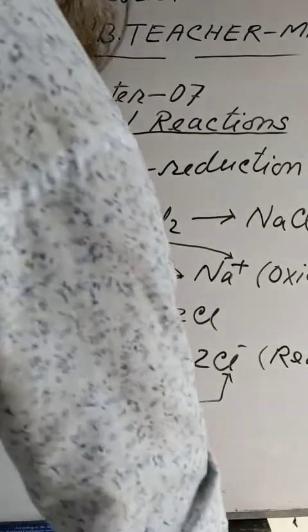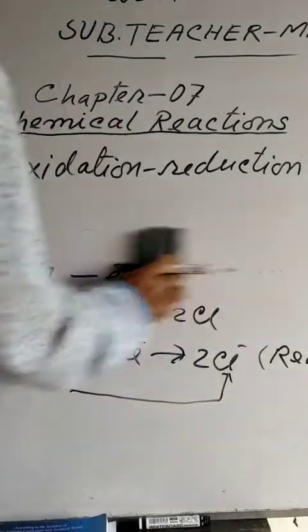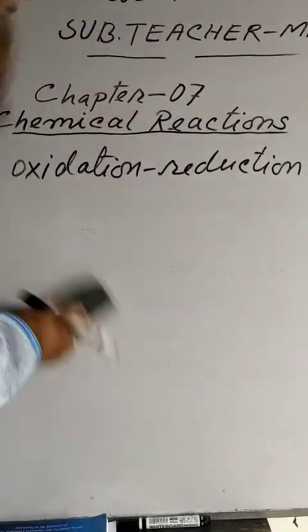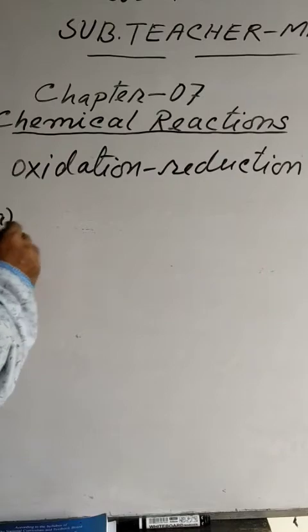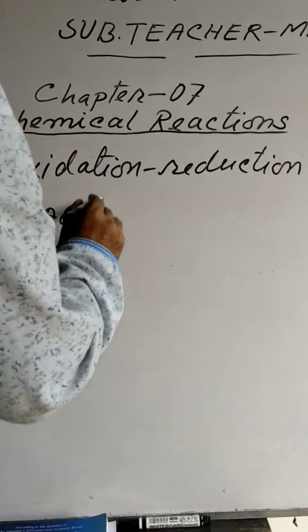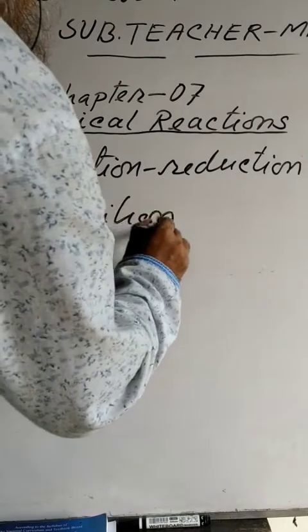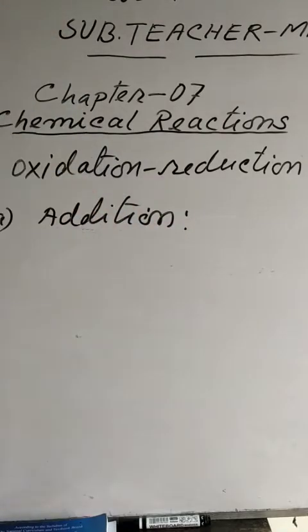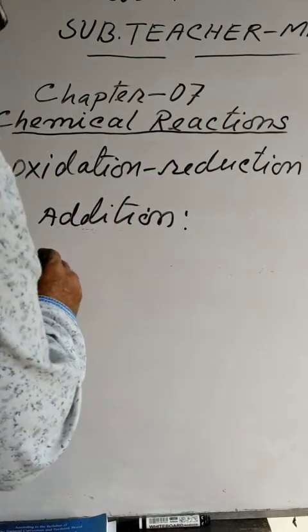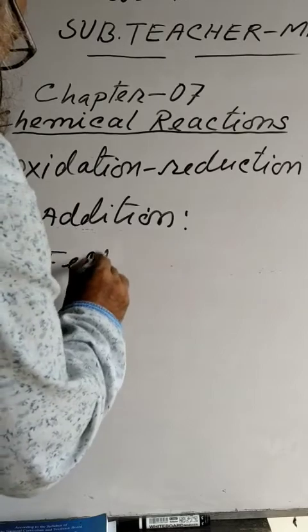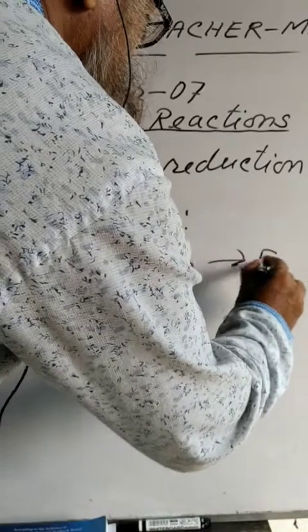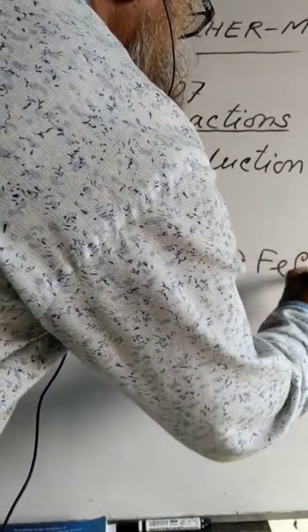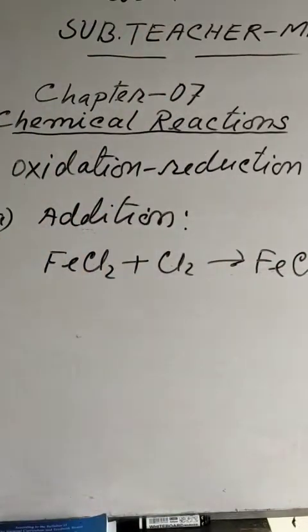Some other examples of oxidation reduction reaction are the addition reaction. For example, ferrous chloride plus chlorine produces ferric chloride. This one is also an oxidation reaction.